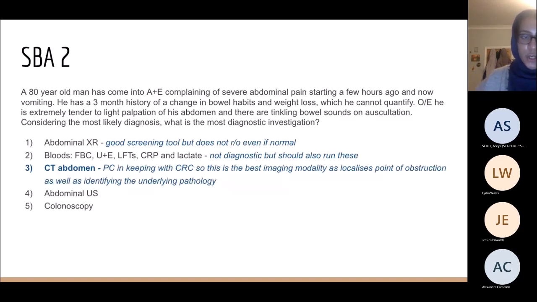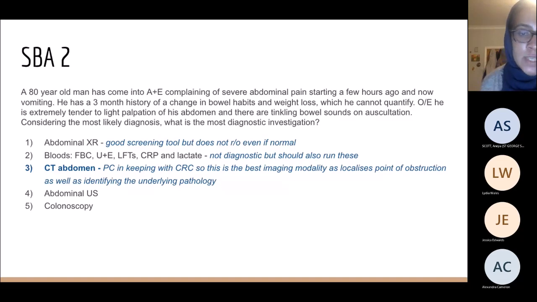So most of you guys put, I think, colonoscopy, which I can understand. I think we'll split between colonoscopy and CT abdomen. So the answer is actually CT abdomen for the diagnostic purposes.